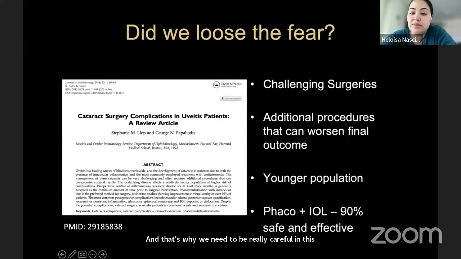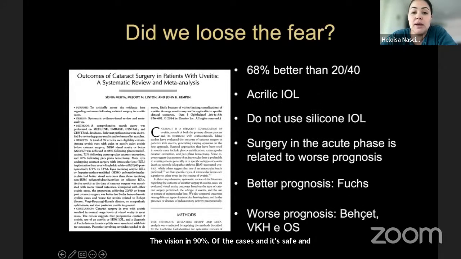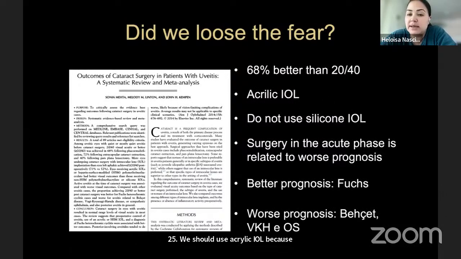This review shows that despite the challenging surgeries and additional procedures that can worsen the final outcome, such as anti-glaucomatous surgeries and retinal surgeries in a younger population, cataract surgery improves the vision in 90% of the cases, and it's safe and effective. This other study shows that almost 70% got better than 20/40. We should use acrylic IOL because this patient might need vitrectomy with silicone oil in the future, or a corneal transplantation. So we should not use silicone IOLs.